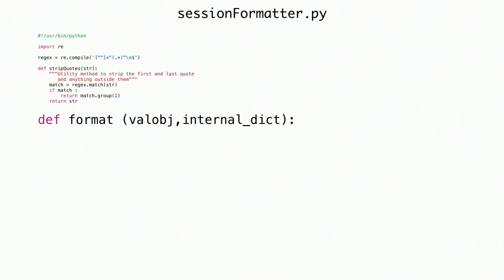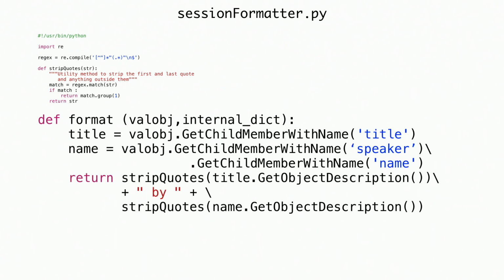valObj is the SB value that we looked at. Remember the SB value? That's what I get because I'm inspecting a variable. A variable is passed to my Python interpreter as an SB value. So everything that I typed in on the Python REPL, I have through this valObj. Just like I did in the REPL, I can say title equals get child member with name title. So give me the title of this session object. Give me the name of the speaker by doing valObj.speaker.name, using the proper methods to access the children.